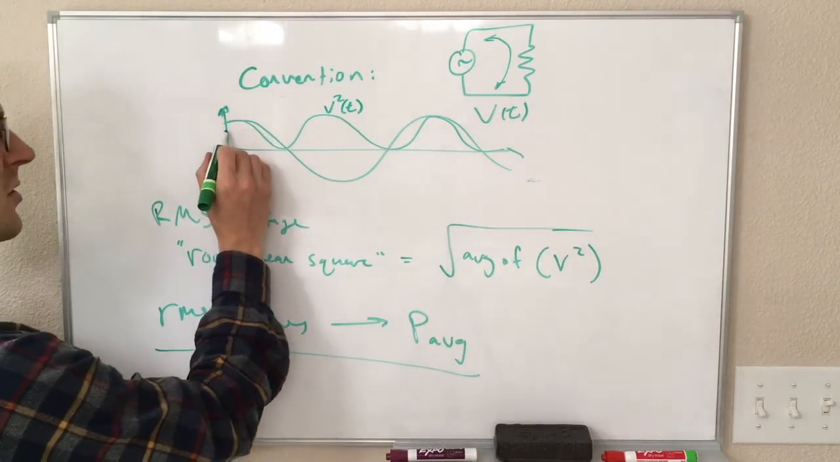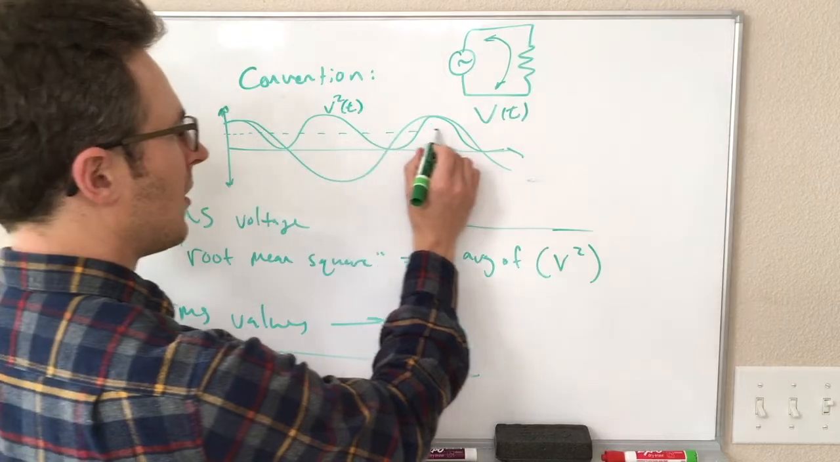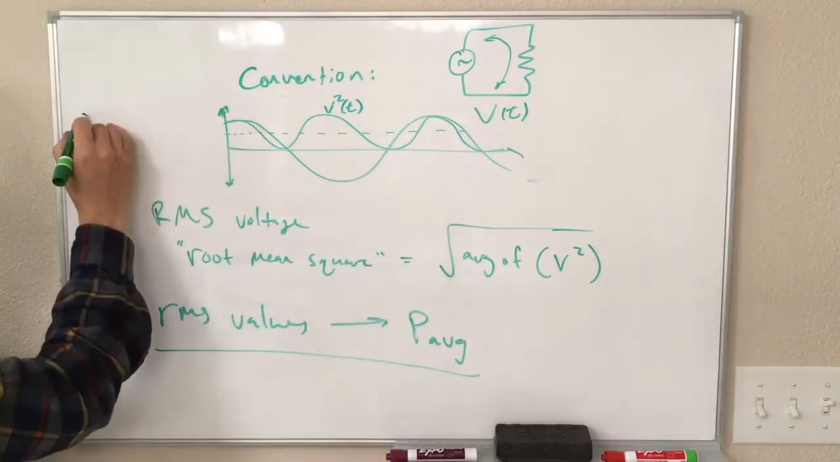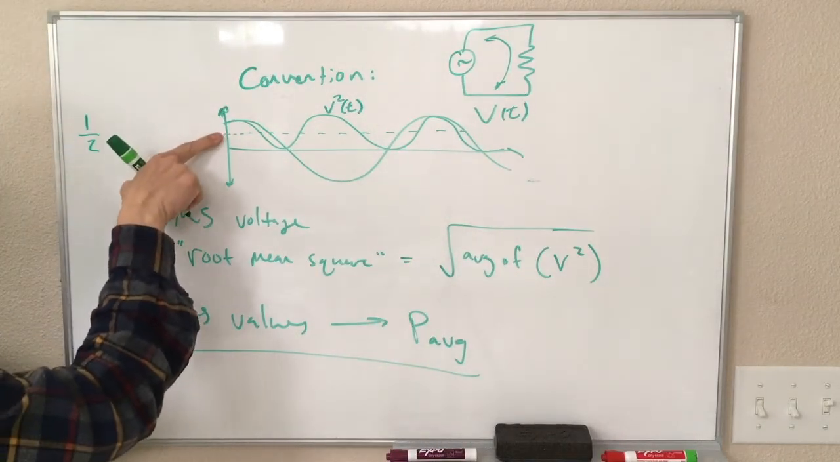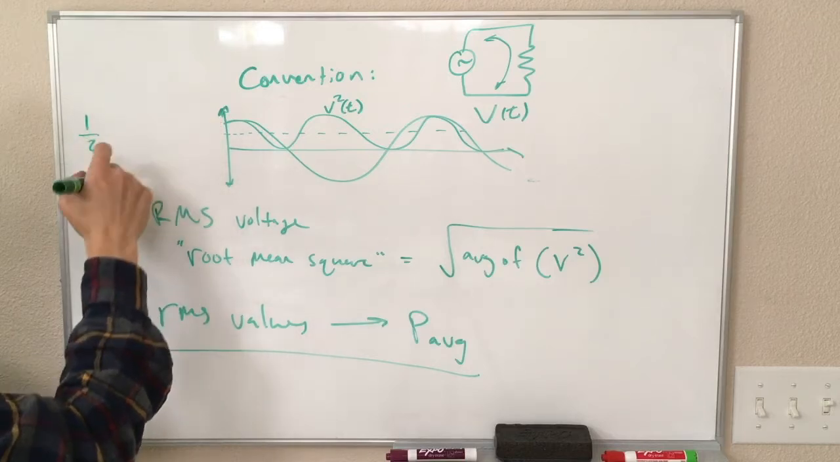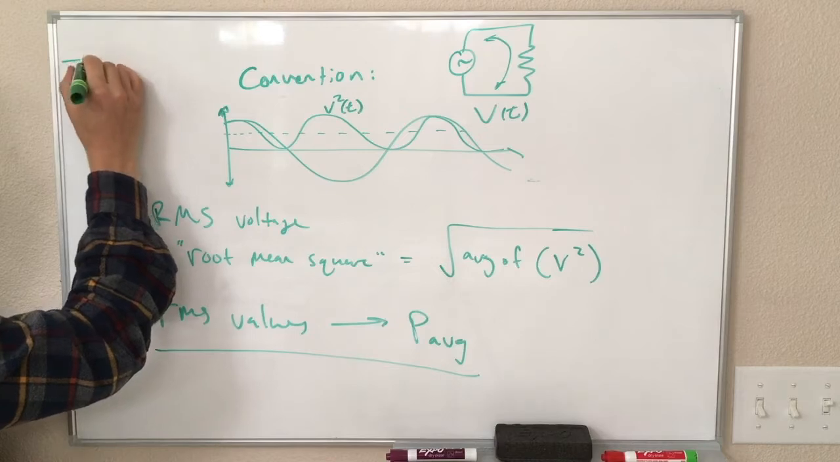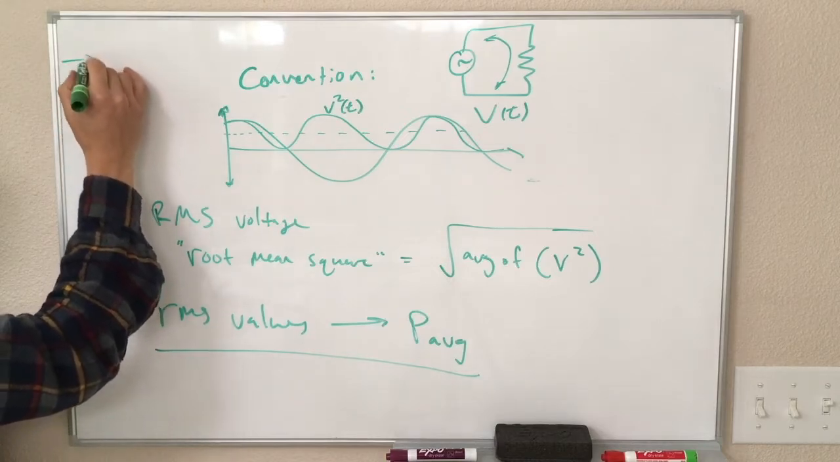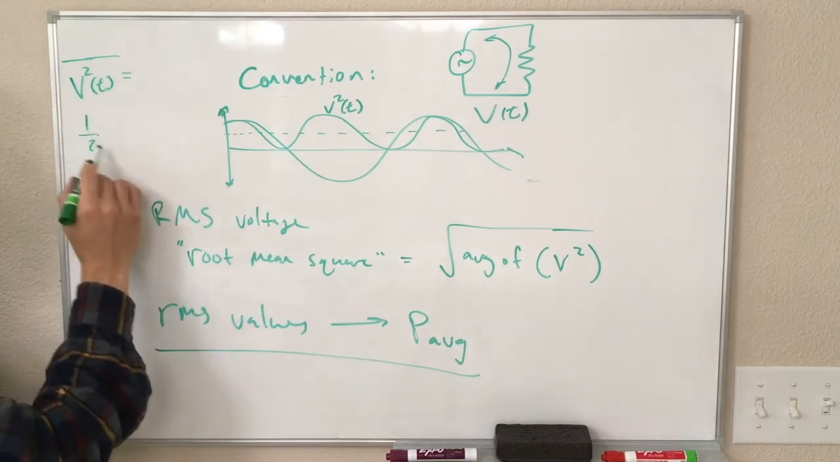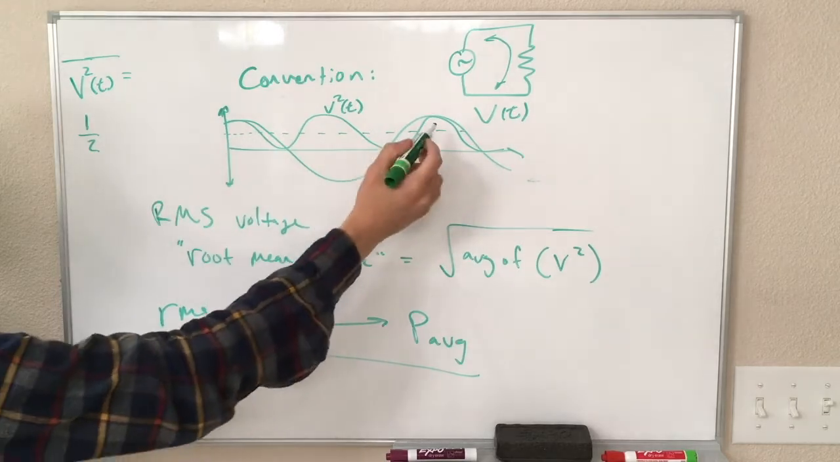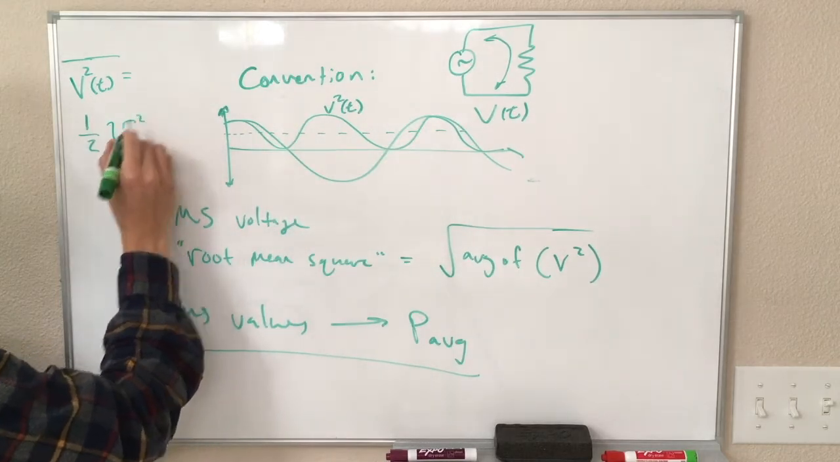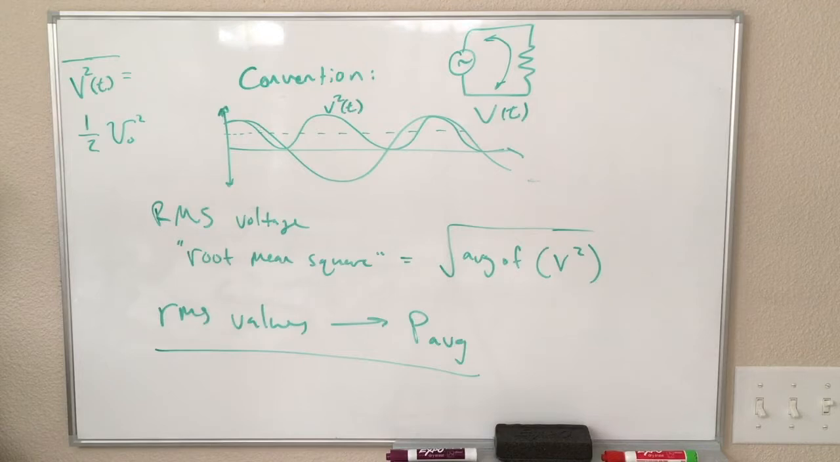So the average of that is going to be 1/2 of this maximum value squared. So the average, let's see if we can write this in math language. The average of V squared is going to be equal to 1/2 of the maximum value V naught squared.